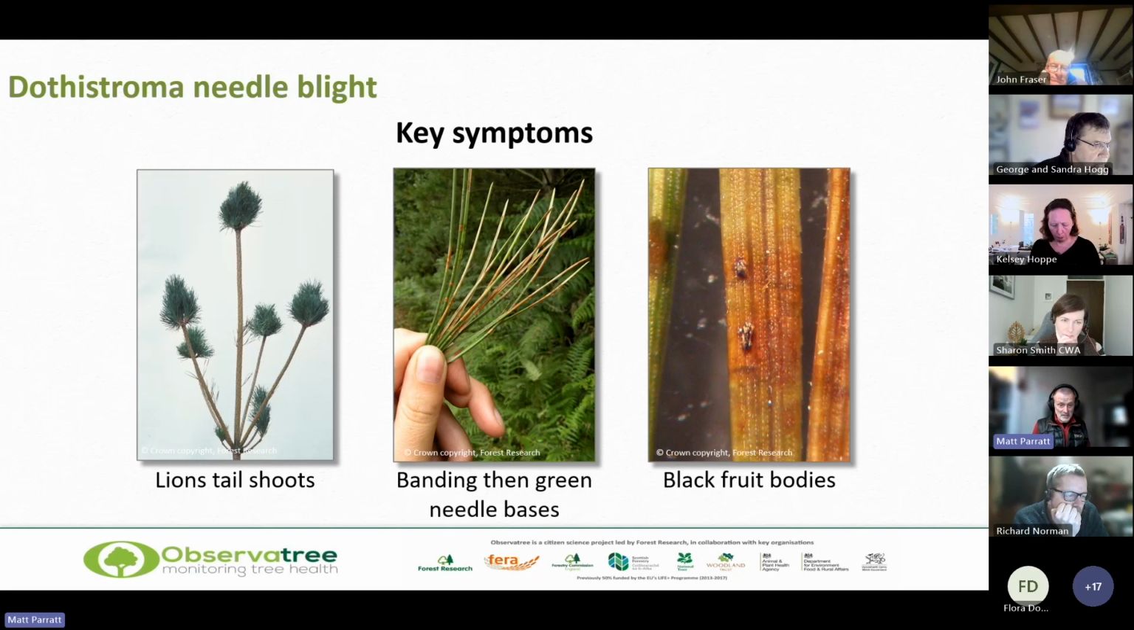If you get a bit closer and look at the needles, you might see these characteristic reddish looking bands on the needles, not right through the year. You'll also see as the infection progresses, the base of the needle stays green, but above that band, they will die. So they get two colours there. In the centre of the bands, if you've got a hand lens, like a little ×10, you might see the little black fruit bodies there.